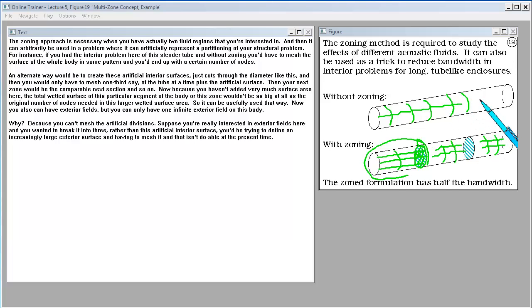Now you also can have exterior fields, but you can only have one infinite exterior field on this body. Why? Because you can't mesh the artificial division. Suppose you really were interested in exterior fields here, and you wanted to break it into three. Then, rather than this artificial interior surface, you'd be trying to define an increasingly large exterior surface and having to mesh it, and that isn't doable at the present time.